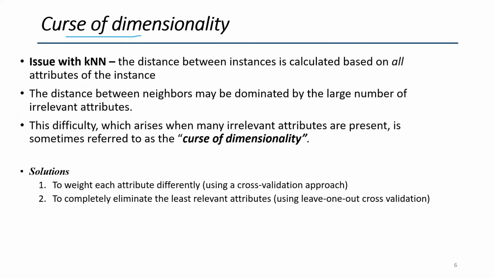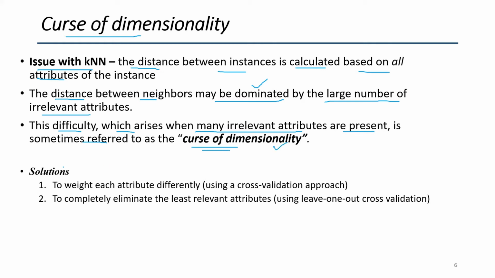So curse of dimensionality. What is the issue with KNN? The distance between the instances is calculated based on all the attributes, right? The distance between neighbors may be dominated by the large number of irrelevant attributes. So in our example, there were 18 irrelevant attributes, so they were dominating the distance. This difficulty, which arises when many irrelevant attributes are present, is sometimes referred to as curse of dimensionality. So this is our problem.